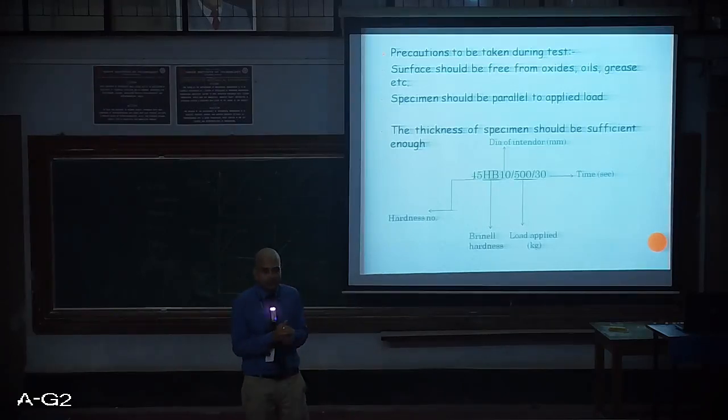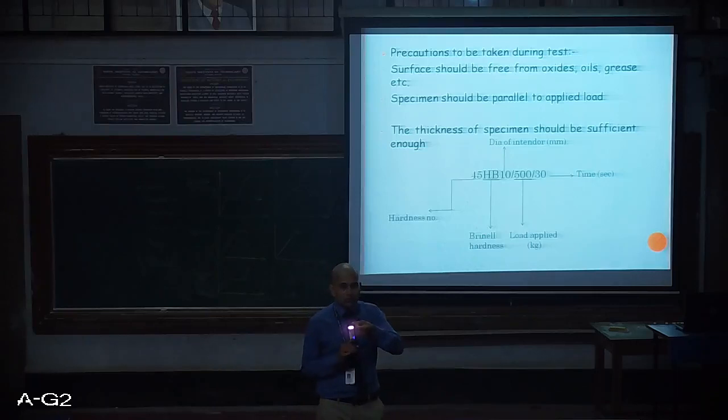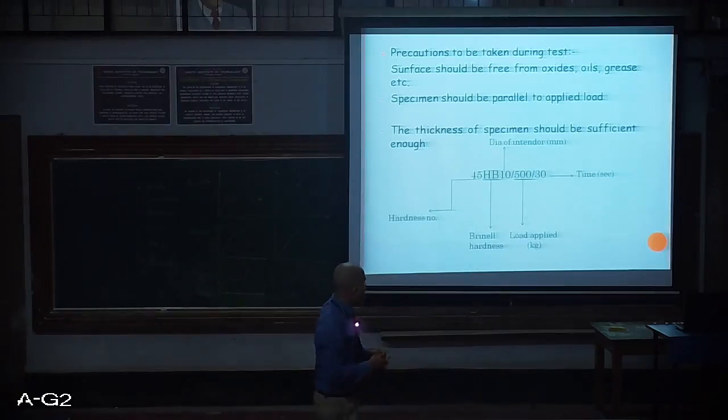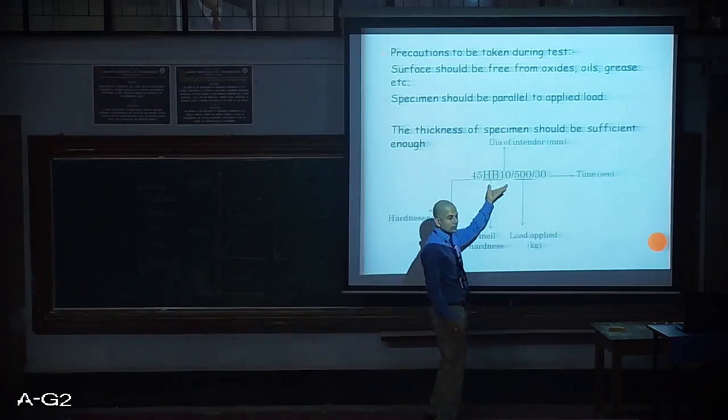Many times we see that the material on which you are finding the hardness is somewhat wedge-shaped and not flat. So you have to make sure that the surface of the specimen is flat to the applied load. And this is one of the readings you get out of the Brinell hardness testing being done.